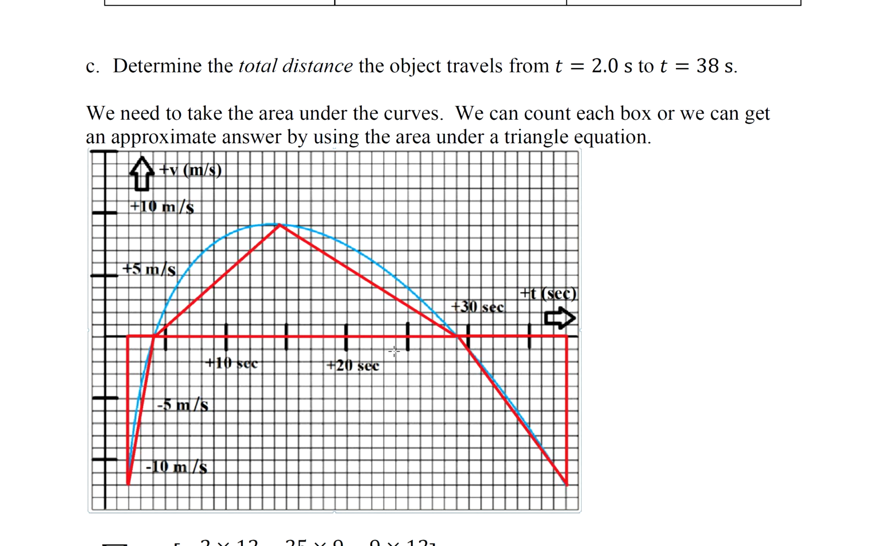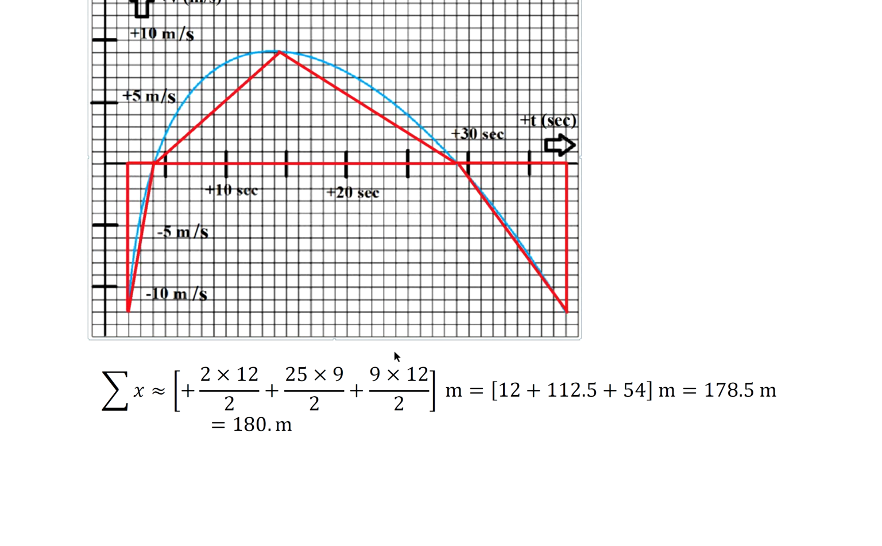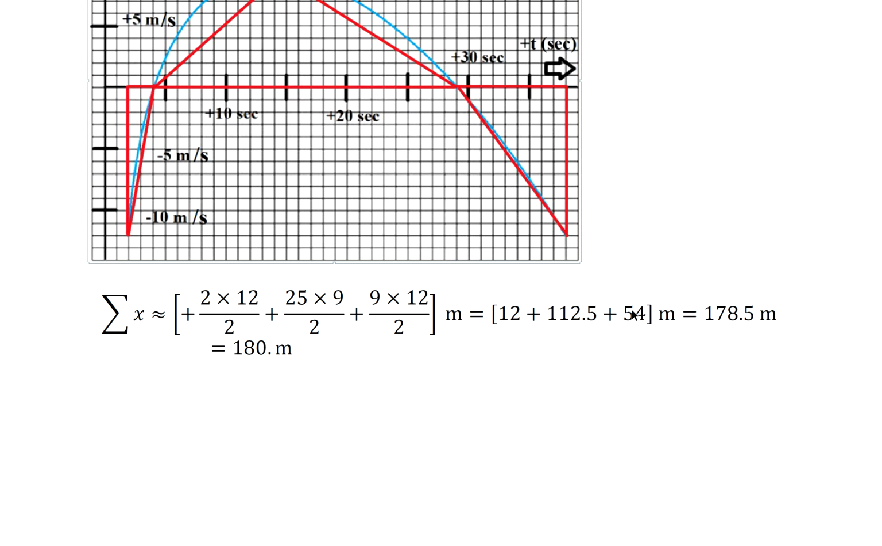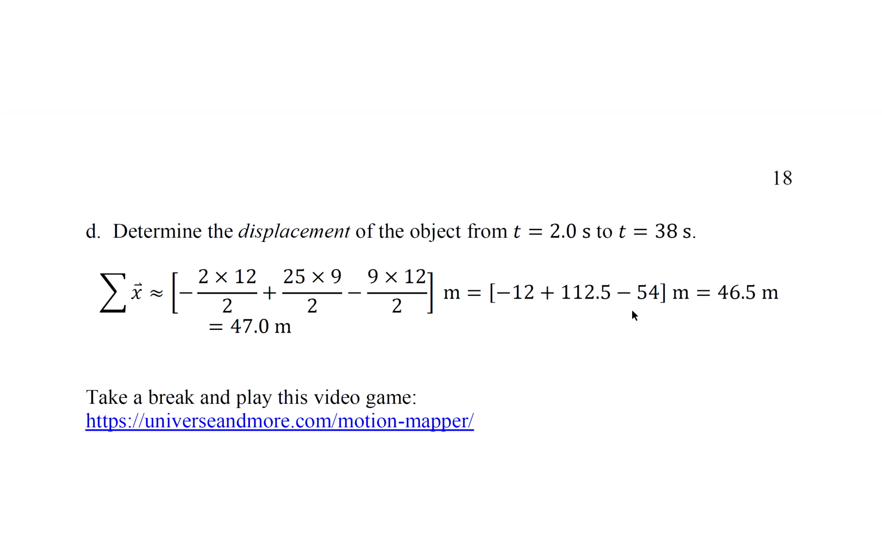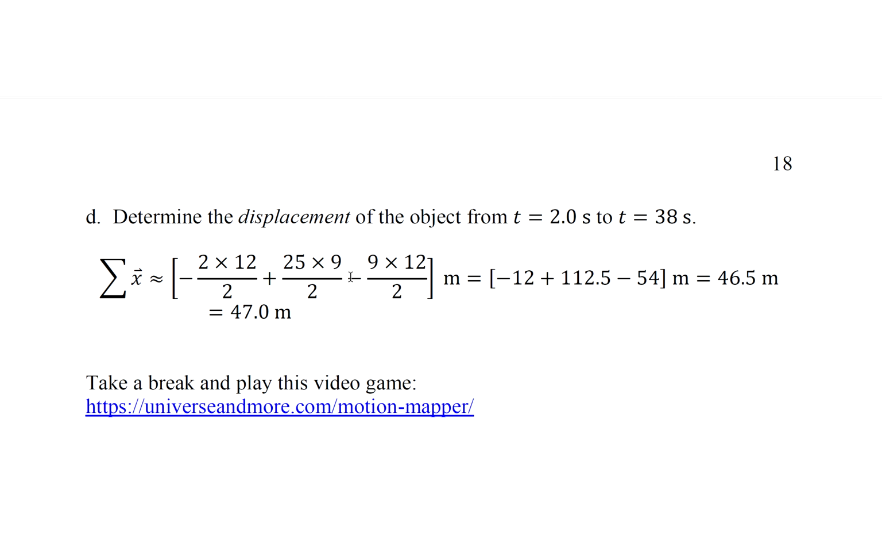So we could count each box, or we can get an approximate answer by using the area under a triangle equation, and that's exactly what I did. So you take the area under the curve using approximately a triangle equation, and this is what you get. And the displacement, remember, if we're under the horizontal axis, then we get a negative sign. If we're above the horizontal axis, then we get a positive sign. That's the difference between displacement and distance.